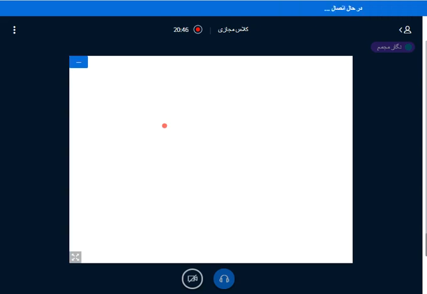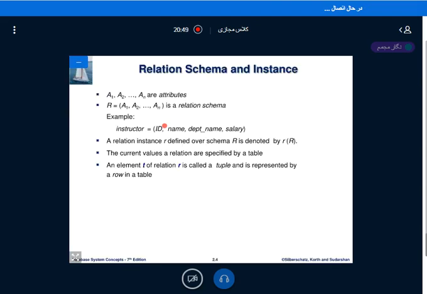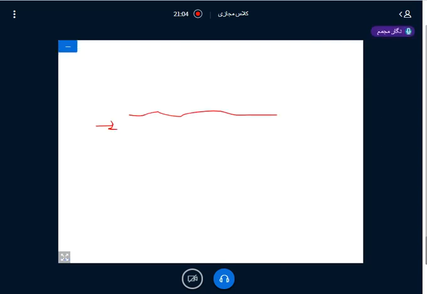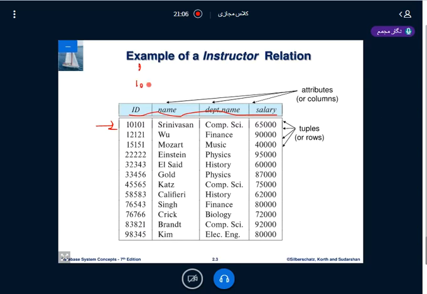But every attribute can have a range of values. We call this range of values the domain. For example, ID can have a domain from 0 to 1000. Or salary, maybe salary can have a value between, for example, 5,000 to 10,000.